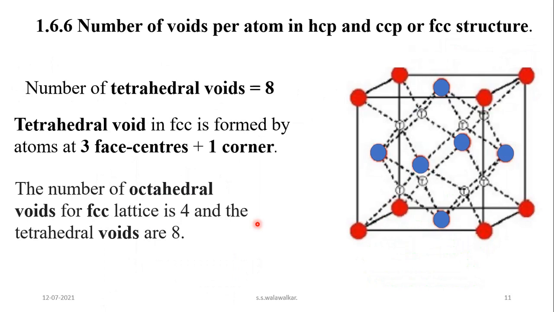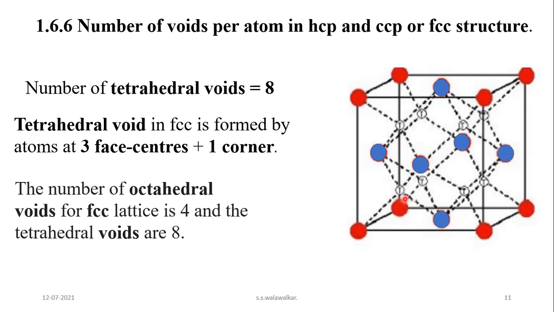And therefore what happens here? The tetrahedral void in FCC is formed by 3 face centered atoms and 1 corner atom. See here, these are the 3 face center atoms. Blue colored atoms are face centered atoms. This is of the bottom face, this of the side face and this of the front face. These 3 and this red colored particle, which is the corner particle, they form what? A tetrahedron.